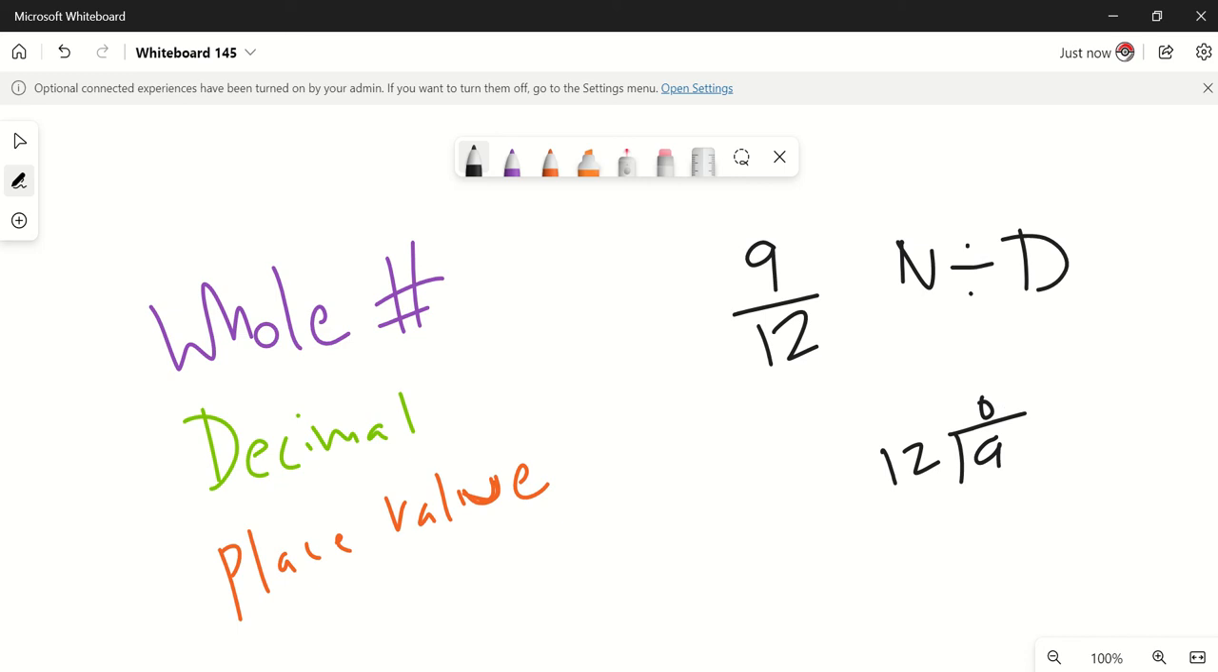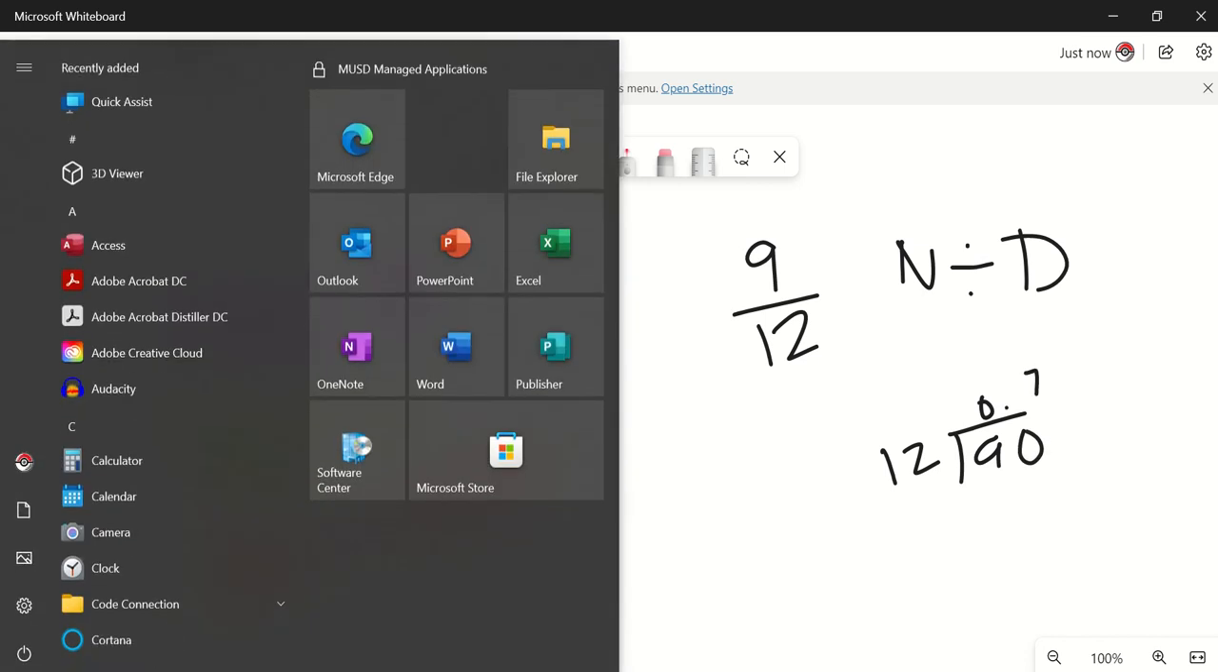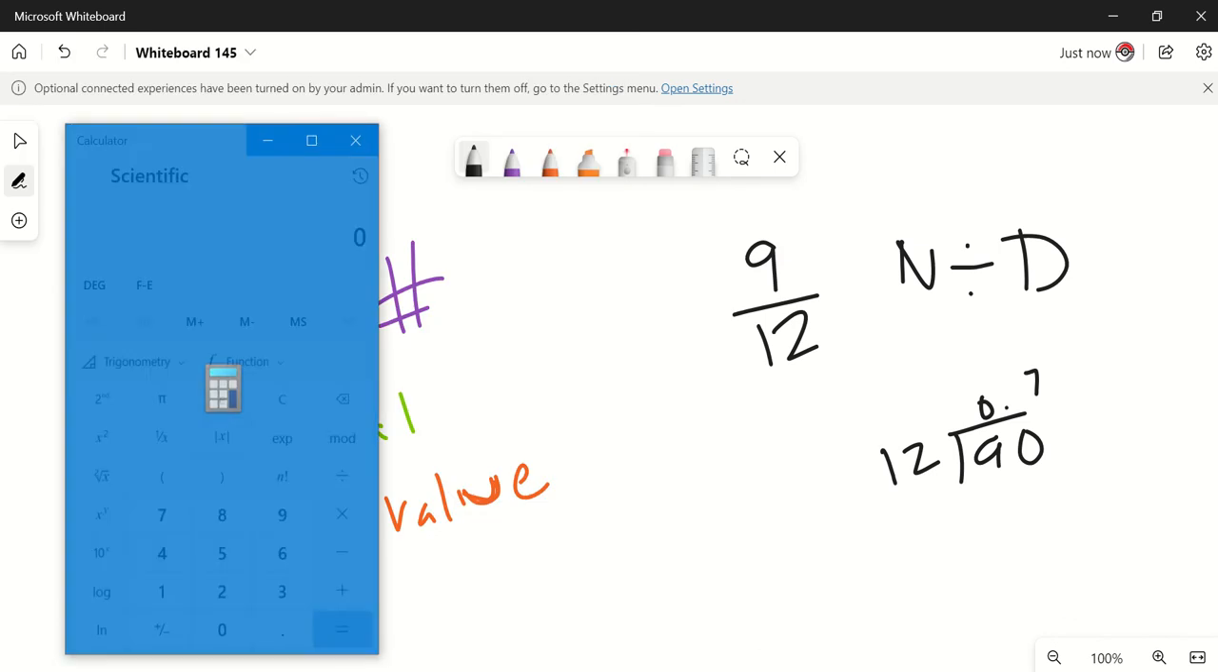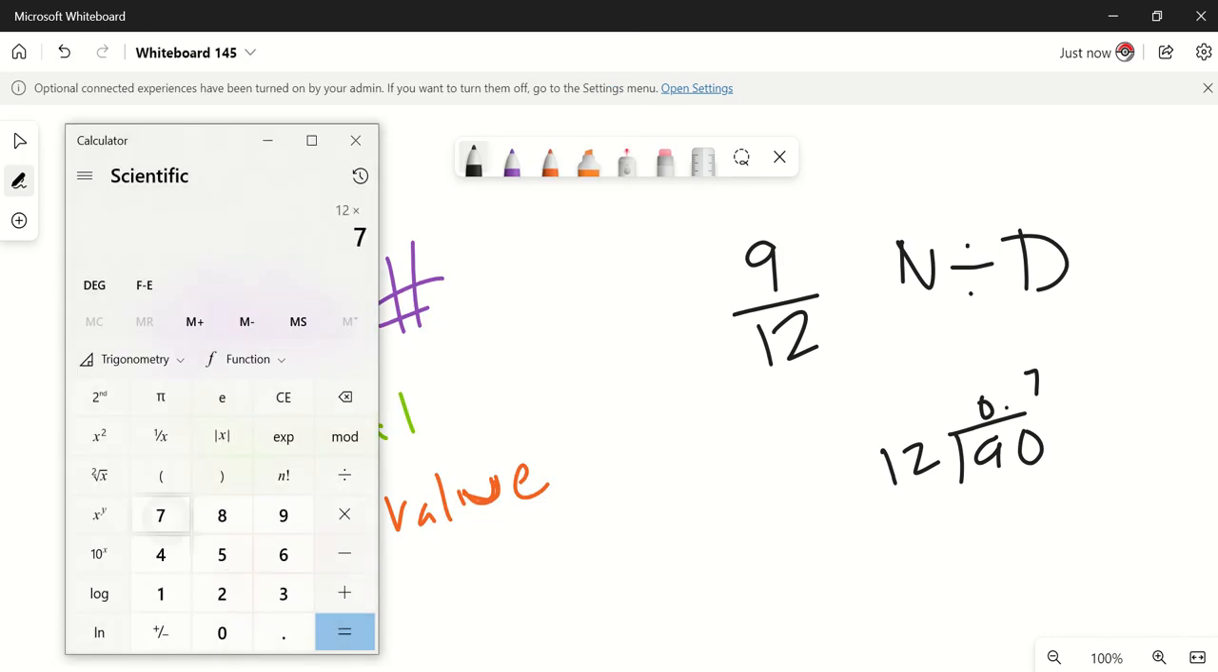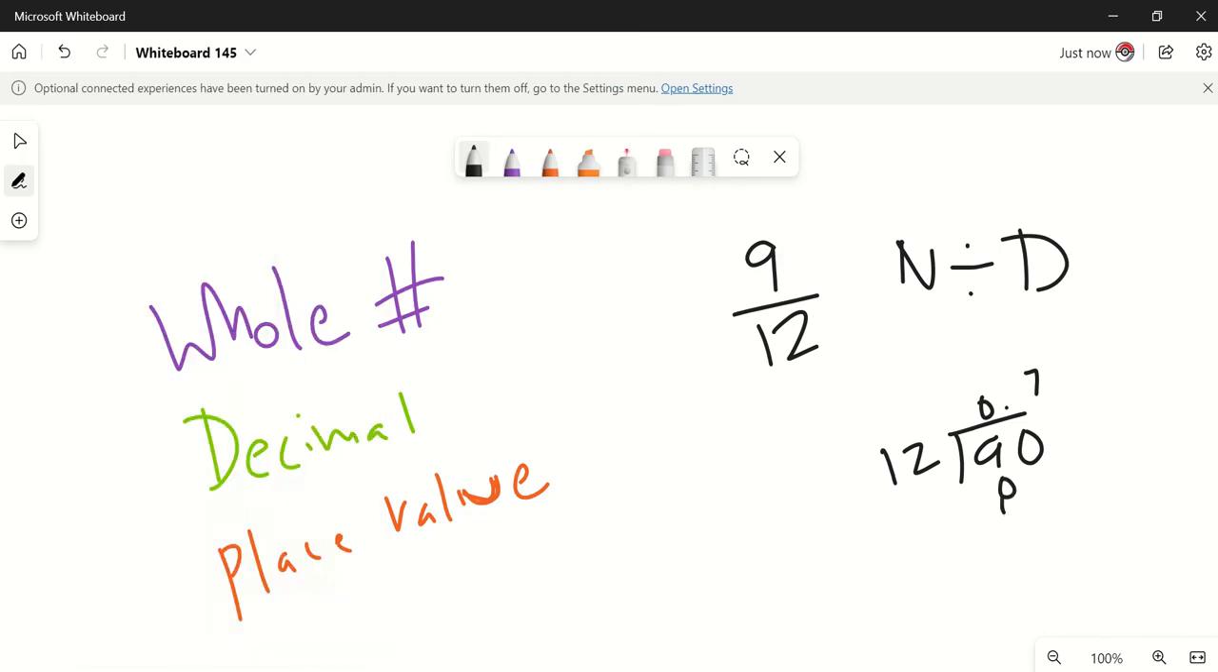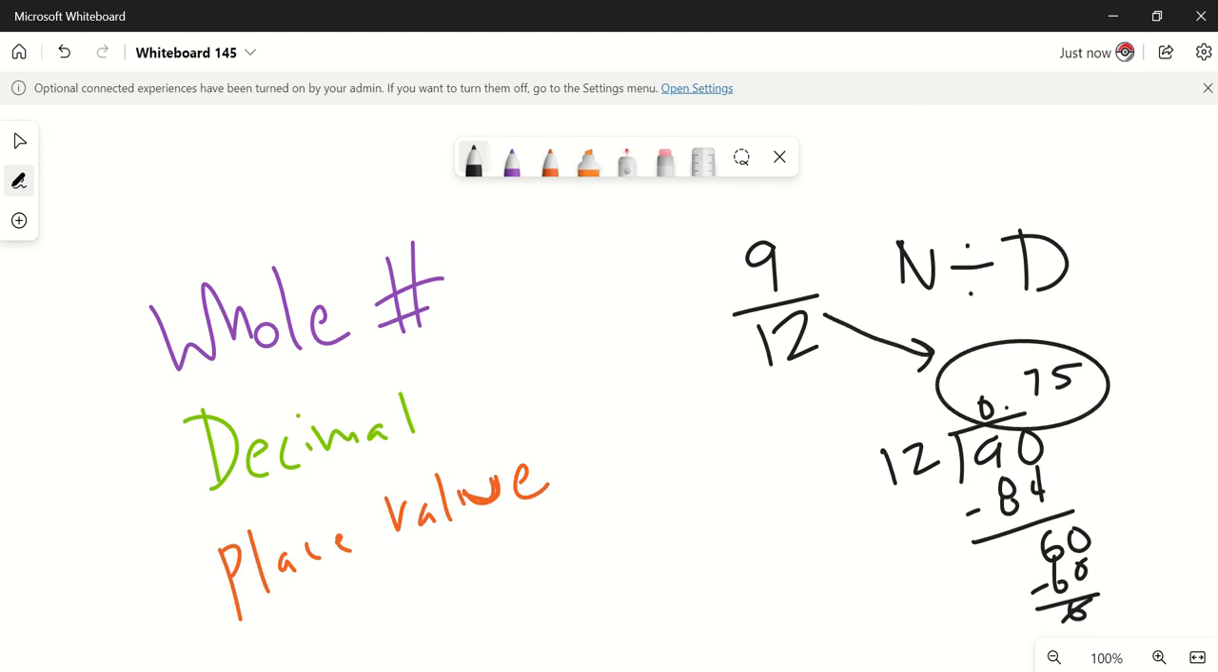Again, that went in, I believe it was 7 times. 12 times 7 was 84. Yes. When we subtracted, we got 6. 12 doesn't go into 6. 12 goes into 60 5 times. So 9 over 12 became 0.75.